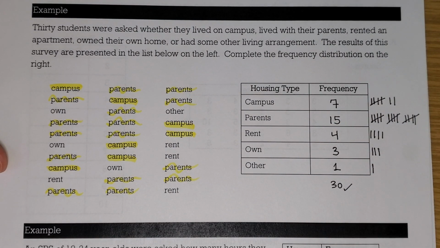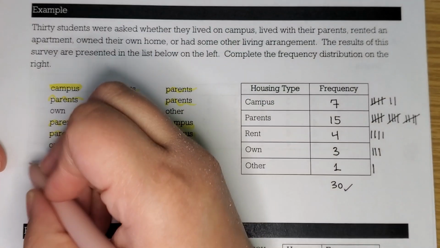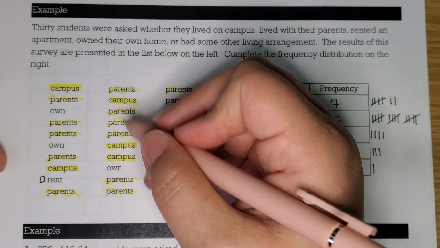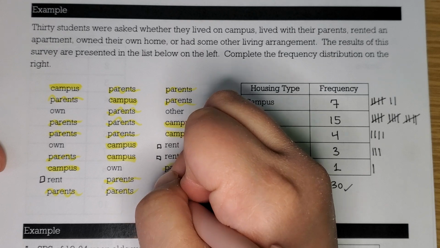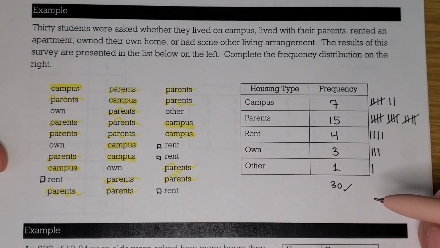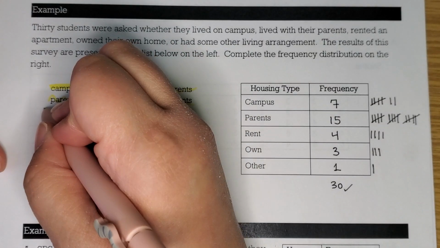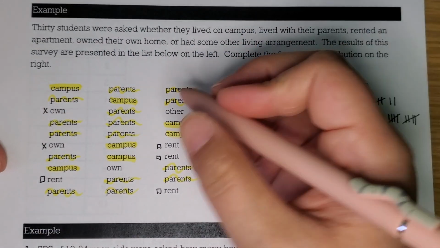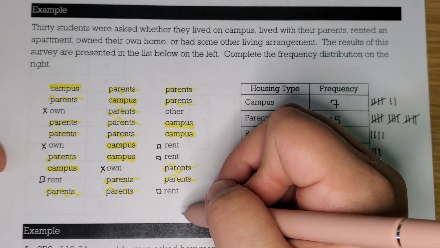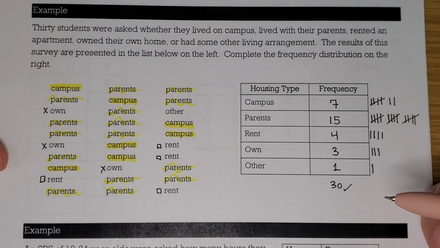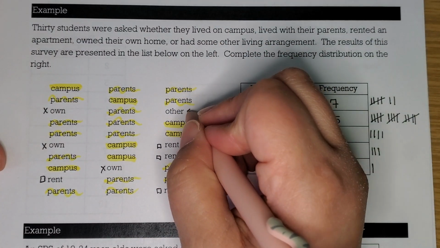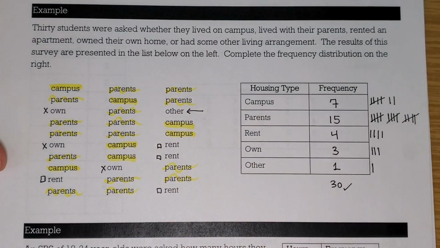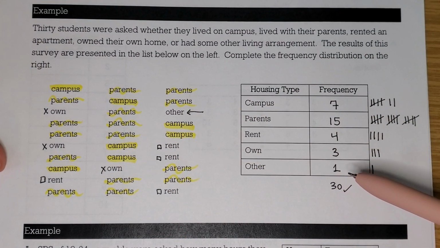I'm going to use something different for renting. So for rent, I'm going to put a little square next to it. So 1, 2, 3, 4. So we had 4 renting. For own, 1, 2, 3, 3 own. And then for other, just the 1. So just 1 for other.